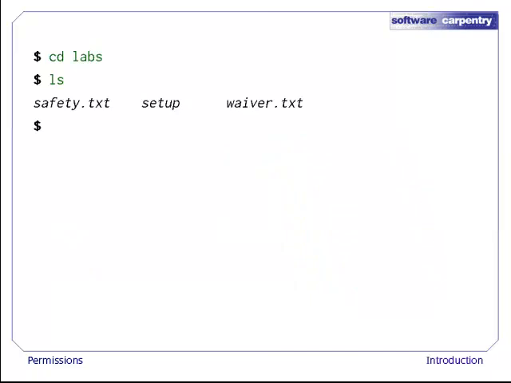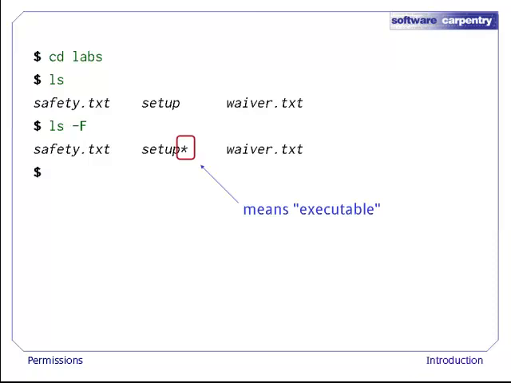If we cd into the labs directory, ls shows us that it contains three things: safety.txt, setup, and waiver.txt. If we run ls -F, it puts a star at the end of setup's name. This is its way of telling us that setup is executable, i.e. that it's a program of some kind that we can run.